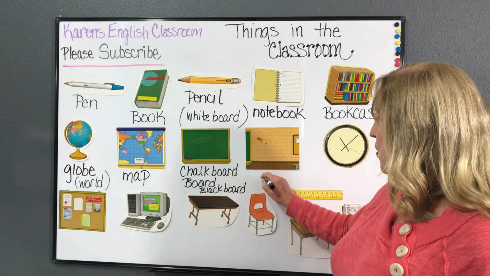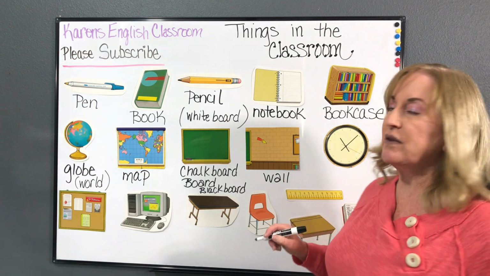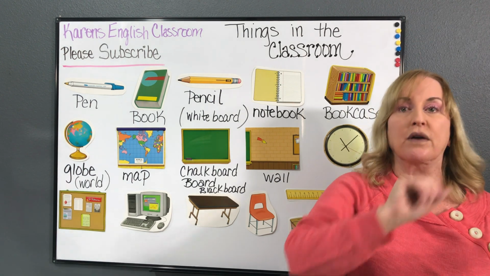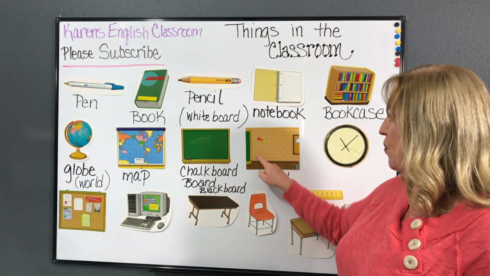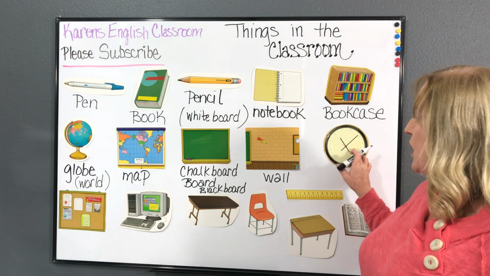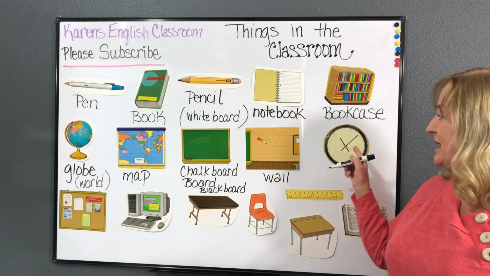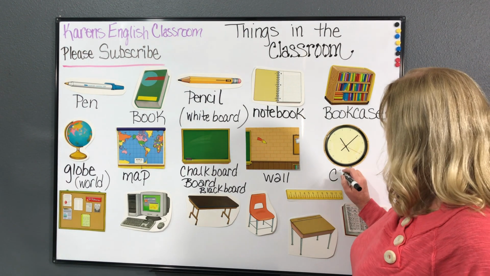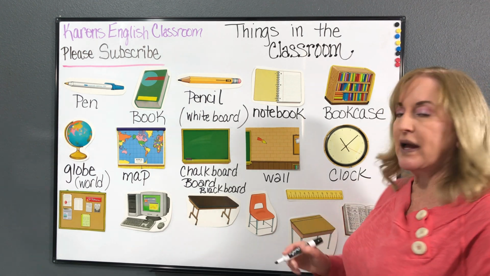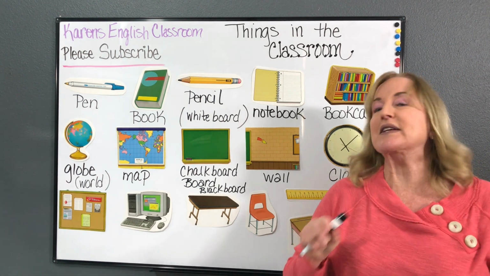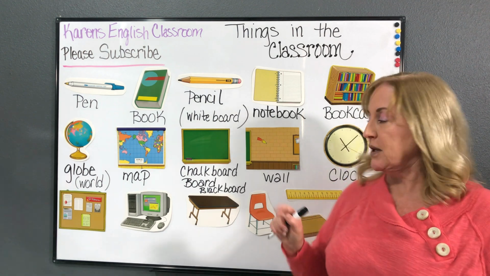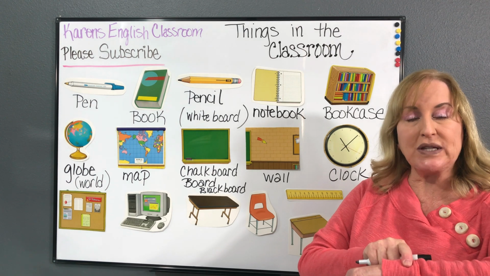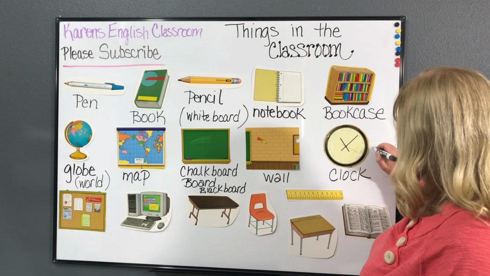The next one here, class, is wall. So wall. And you need 4 walls in the classroom. So you've got 1, 2, 3, 4 walls. On the wall is this for telling time, and the name is clock. If it's on your wrist, this is called watch. But this one, clock. If it's jewelry on your wrist, watch.